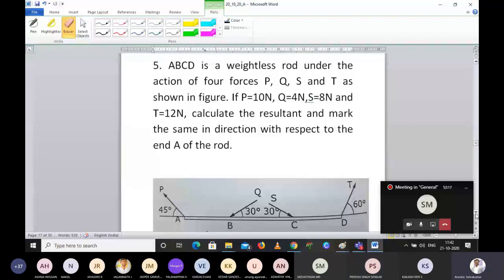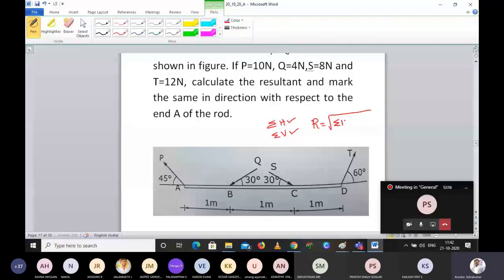You have to calculate the summation of horizontal forces and the summation of vertical forces. Then what you have to calculate? Resultant. Am I right? So the square root of EH square plus EV square, the resultant you will get. How to calculate moment? Any idea?